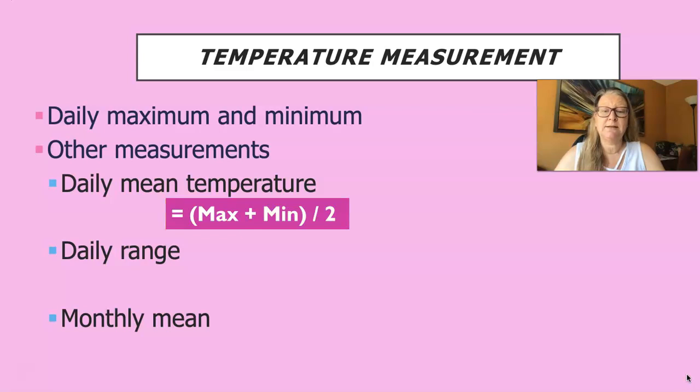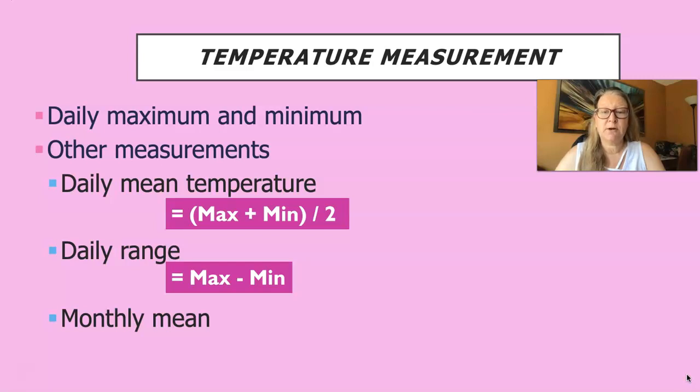The daily mean is simply going to be calculated by taking the maximum temperature recorded plus the minimum temperature recorded, and then dividing by 2. It gives us an average. The daily range is going to be calculated by taking the maximum temperature and subtracting the minimum temperature, and that gives us the range of temperatures for a given day.